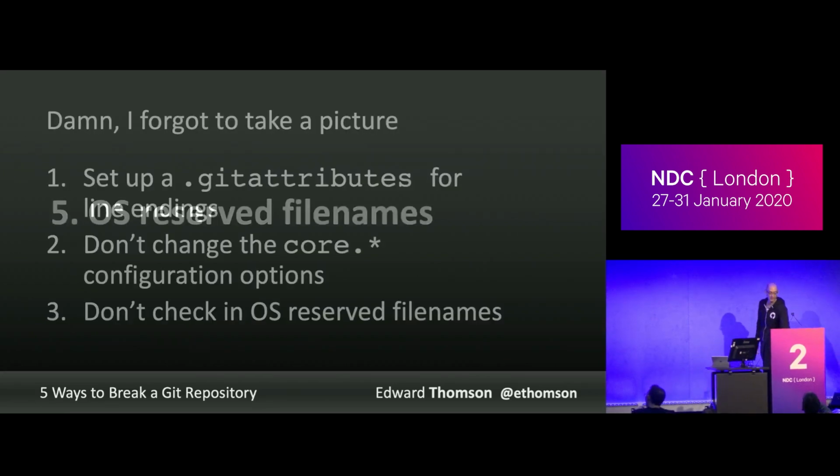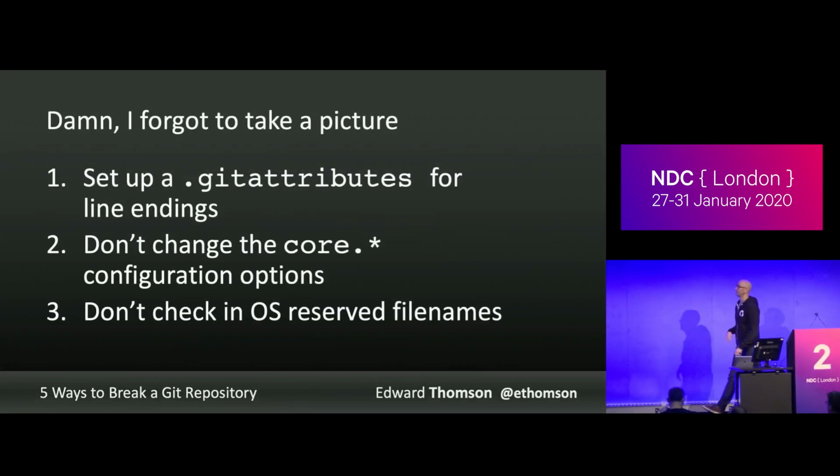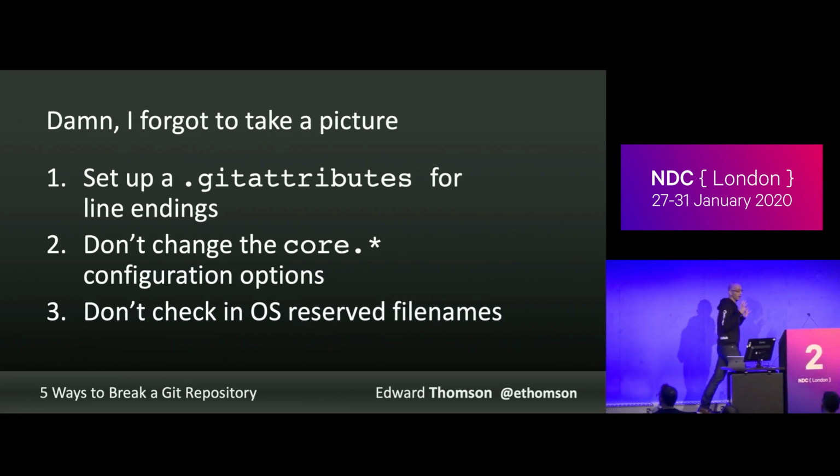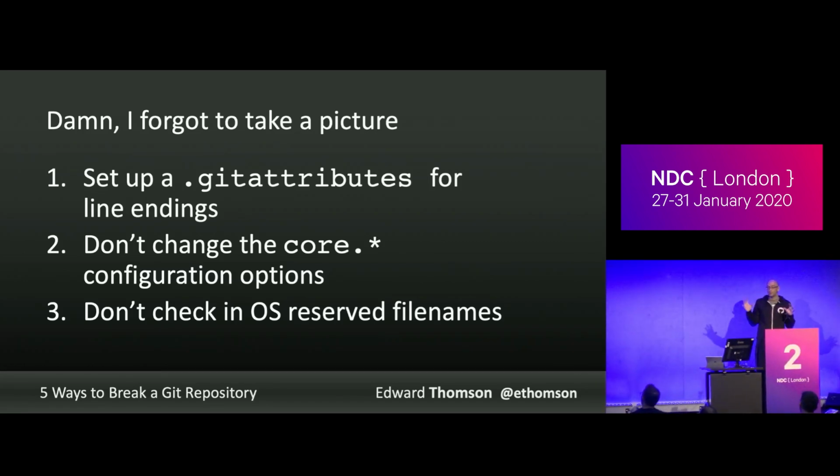Thanks for everything. Anyway, in case you forgot any of this, please, number one, absolutely always remember, set up a .gitattributes file to take care of your line endings. Do not rely upon core.autocrlf. It's not going to get you all the way. Other than core.autocrlf, don't touch the core configuration settings. They're not for you. They are caches that need to be consistent. They're there to protect you. And finally, don't check in operating system reserved file names.